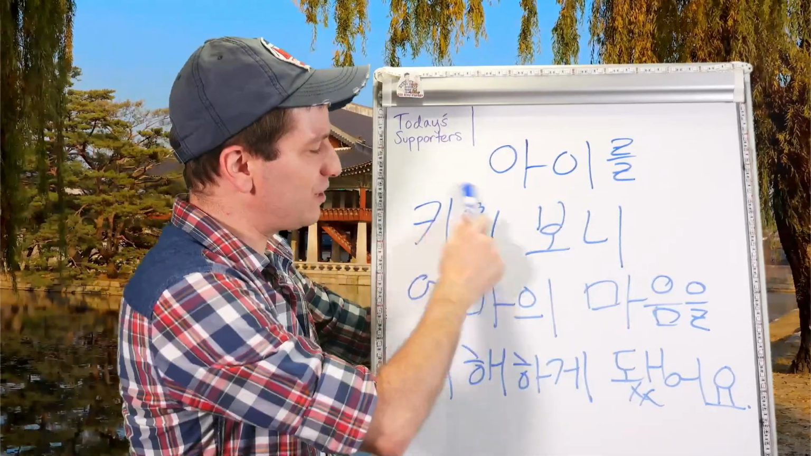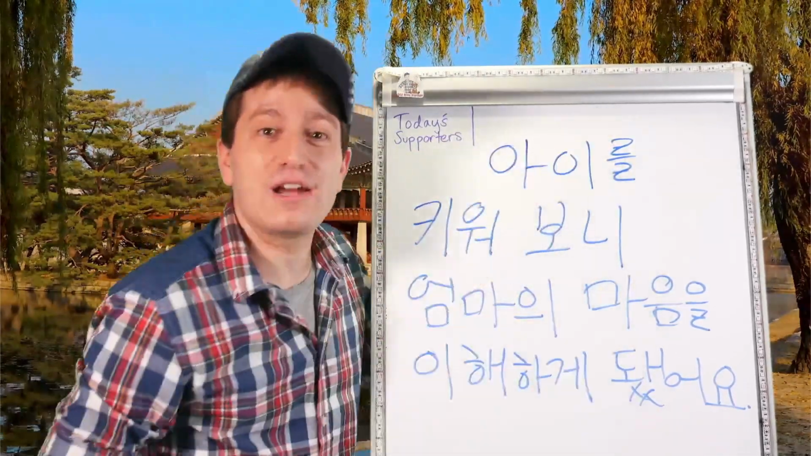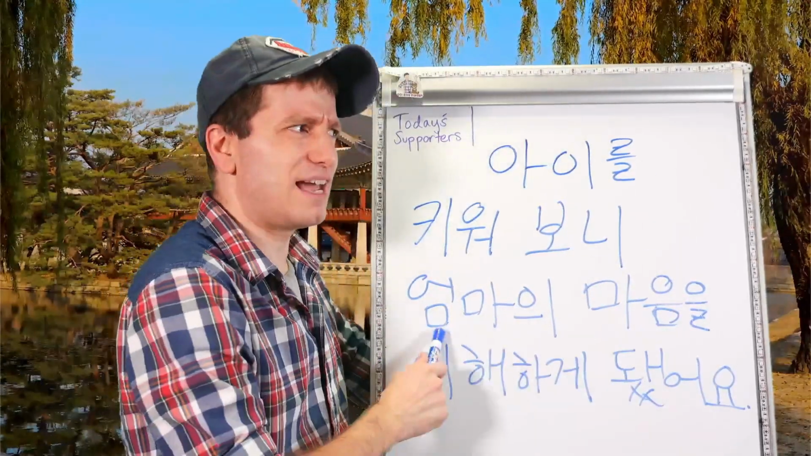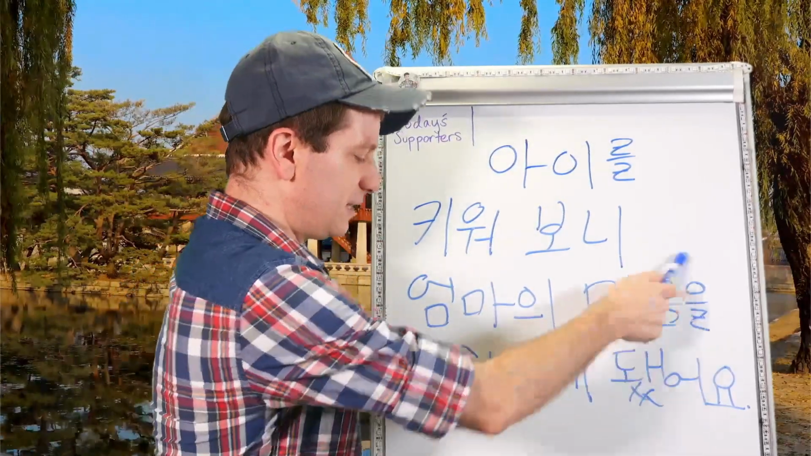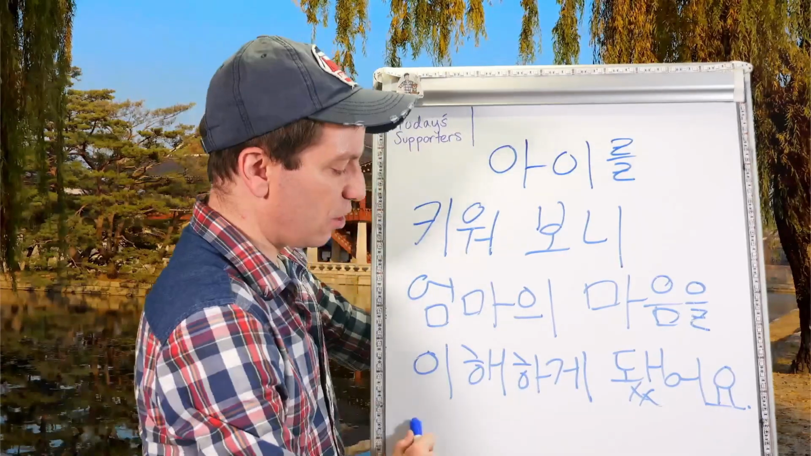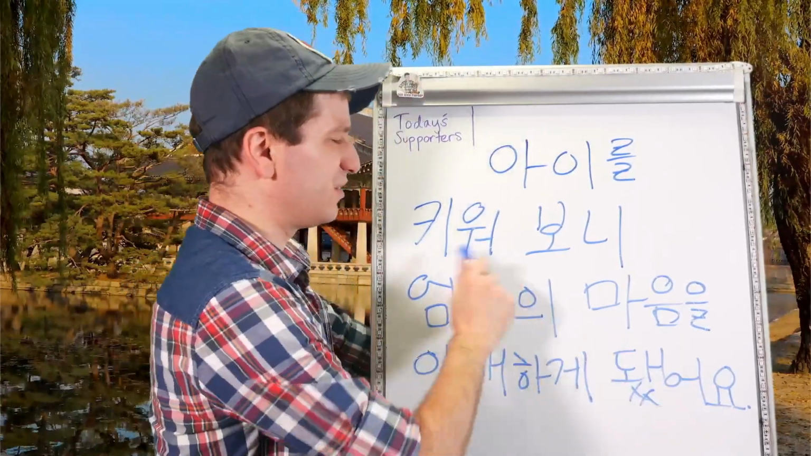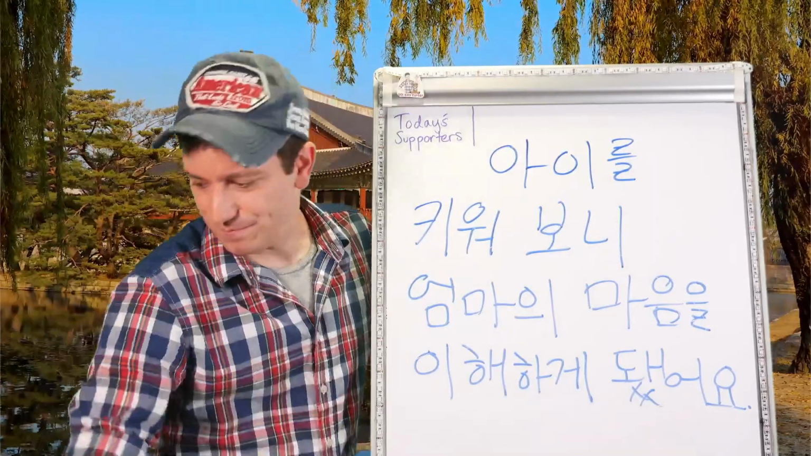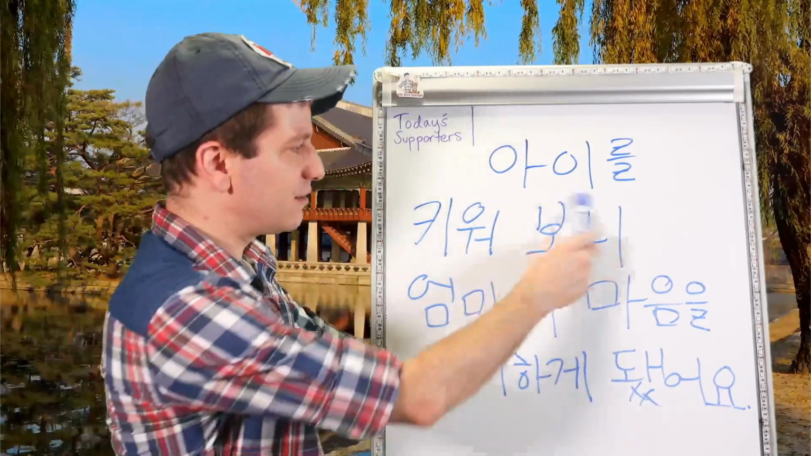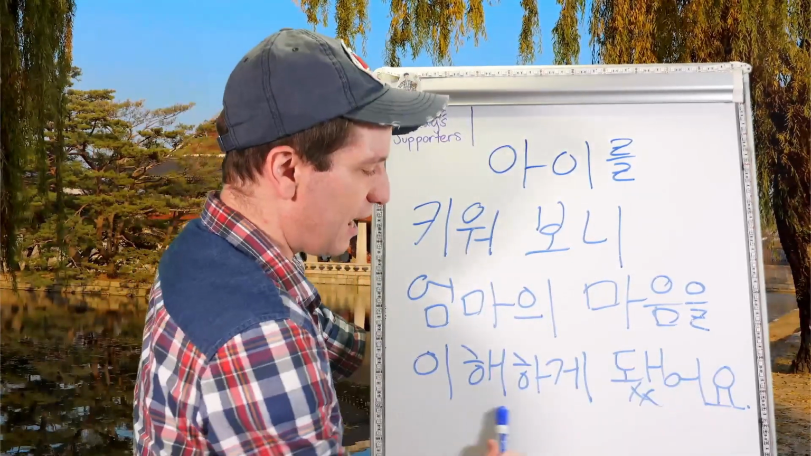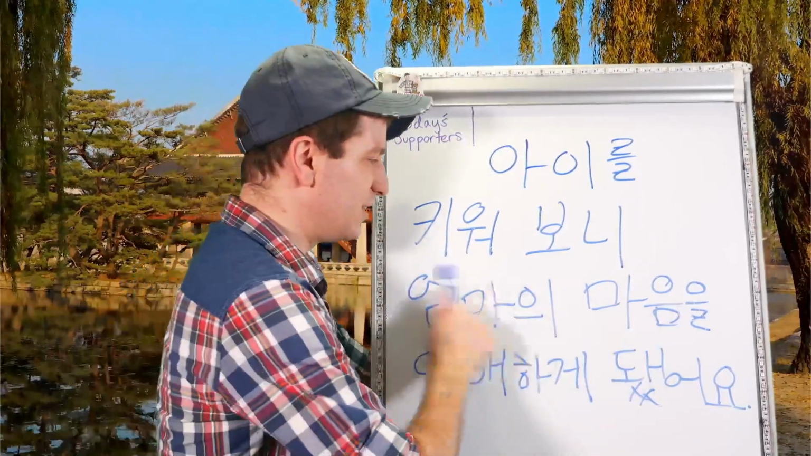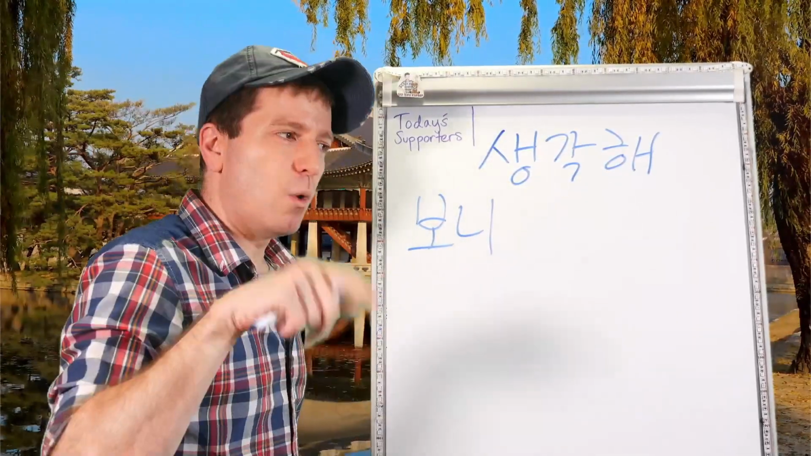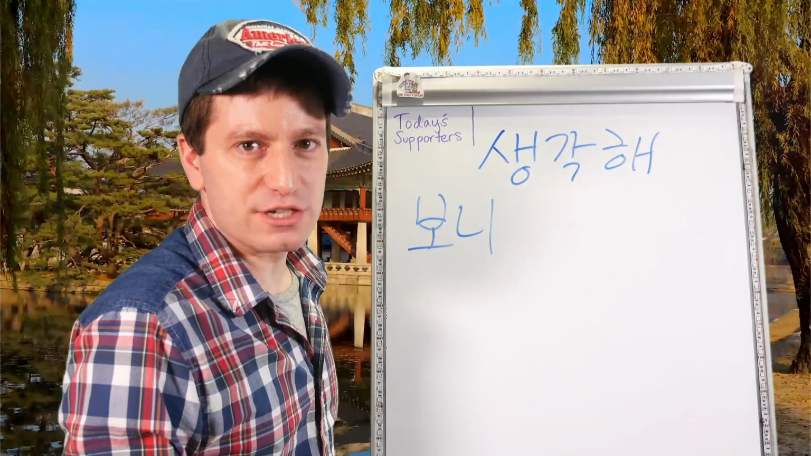아이를 키워보니, so 키우다 is to raise a child. Having tried raising a child, I realized, 엄마의 마음. So literally my mom's heart. This is more like how my mom feels. 엄마의 마음을 이해하게 됐어요. So I came to understand how my mom feels after having raised a kid for myself. After having kids, but more in the sense of raising them, I came to understand how my mom feels. 아이를 키워보니 엄마의 마음을 이해하게 됐어요. So again, after having tried to raise kids, I recommend writing down this and memorizing it. This is one of the most common ways you're going to see this form used in Korean.